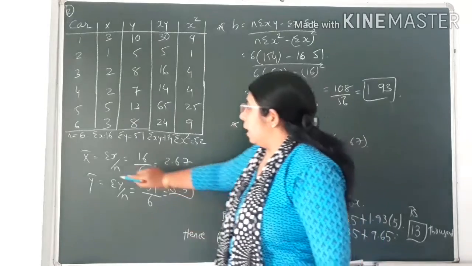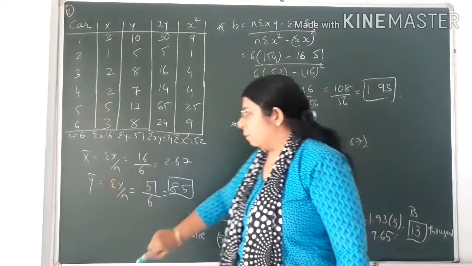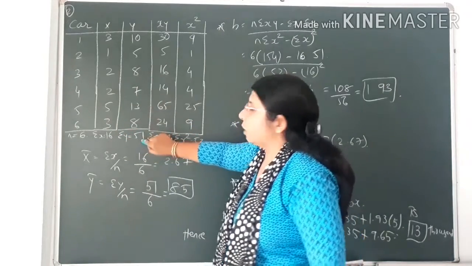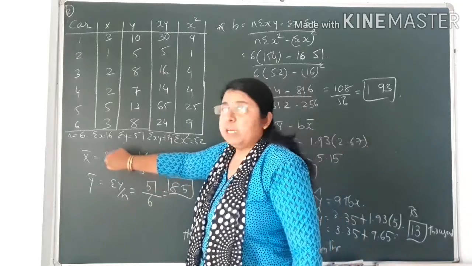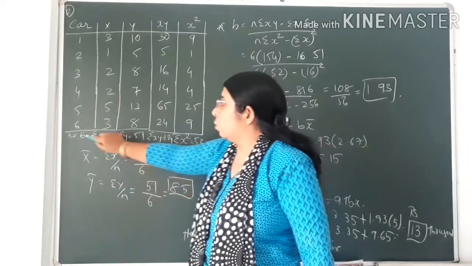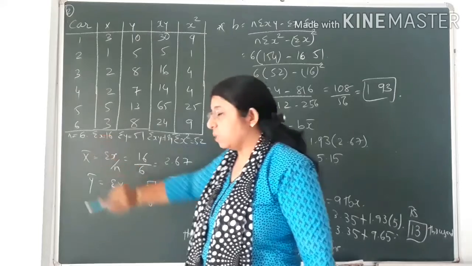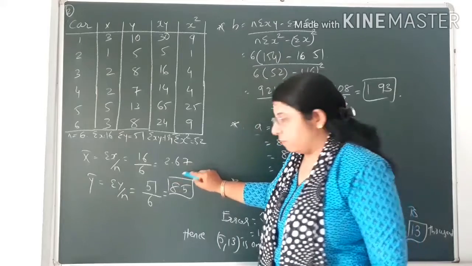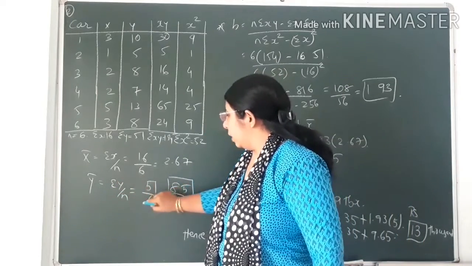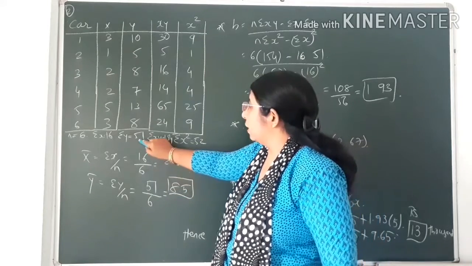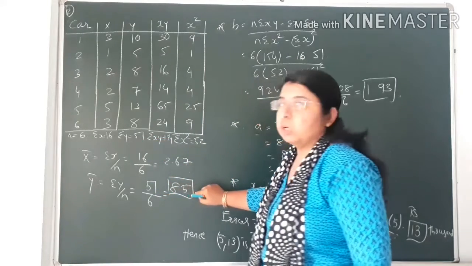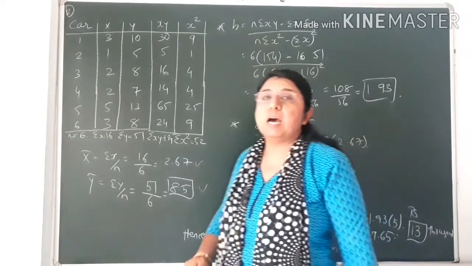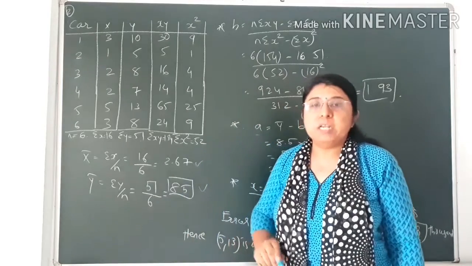Over here you can see, first of all we have to find out x bar and y bar. The total of sigma x comes to 16, and the total of sigma y comes to 51. Now the x bar formula you know very well: sigma x upon n, the total number of observations, that is, 6 cars' data has been given to you. So x bar would come to 16 divided by 6, which is 2.67. In the same way, y bar is sigma y upon n, which is 51 by 6, where 51 is the total of y. So 51 divided by 6 would come to 8.5. Here you can see both the values of x bar and y bar are in points, not in integers, that is, in fractions.